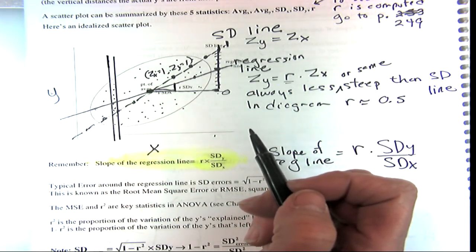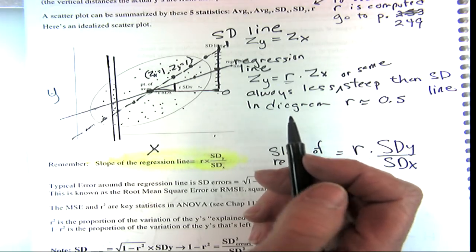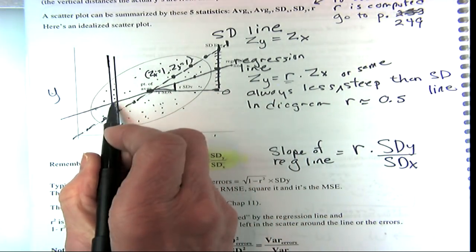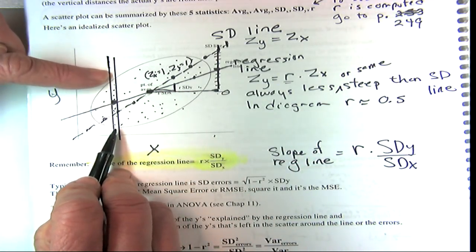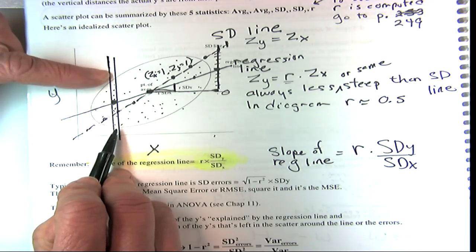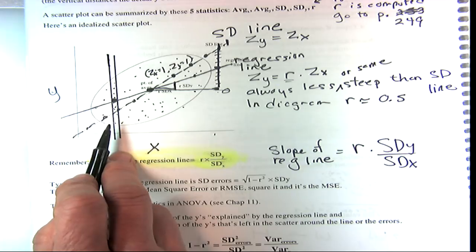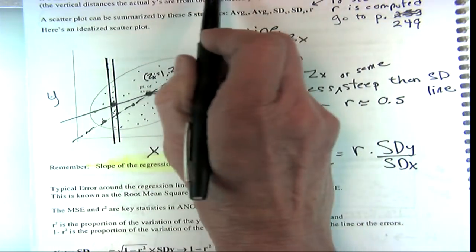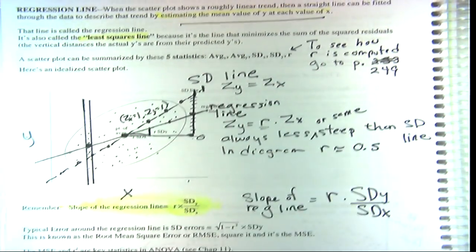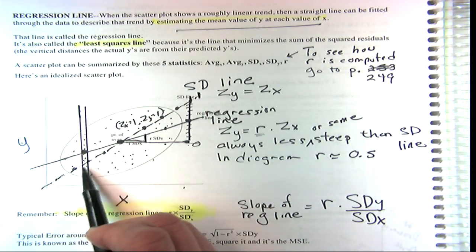Now, what the regression line does, this line right here, is estimate, within this vertical strip here, for a given x, there's lots of different y's. For a given height, there's lots of different weights. So it estimates the average within each vertical strip. It estimates the mean value of y at each vertical strip. That's not what the SD line does.